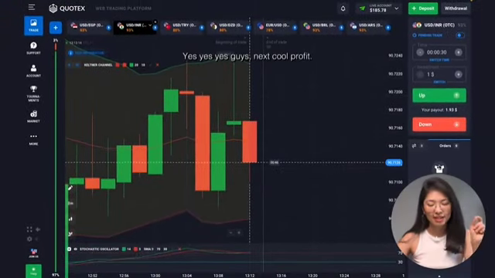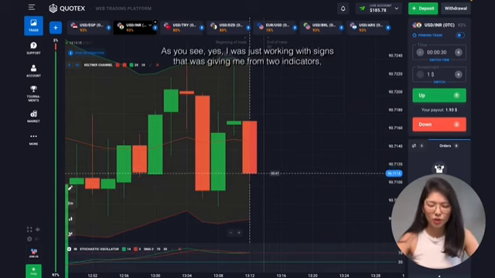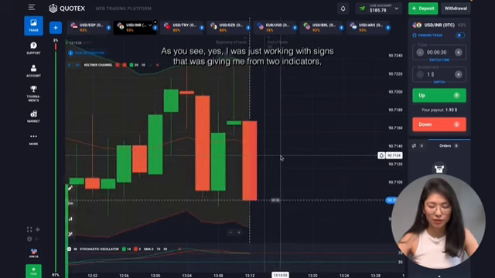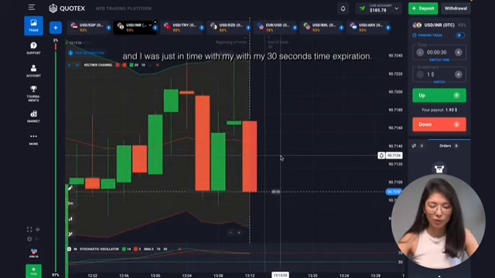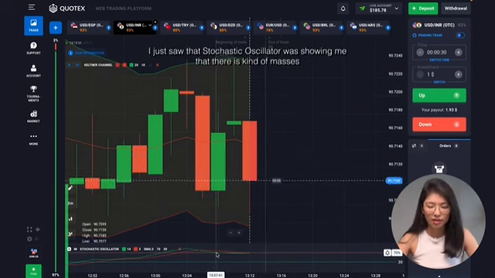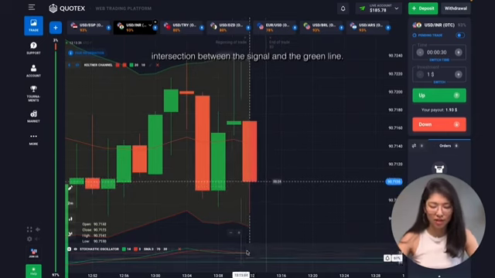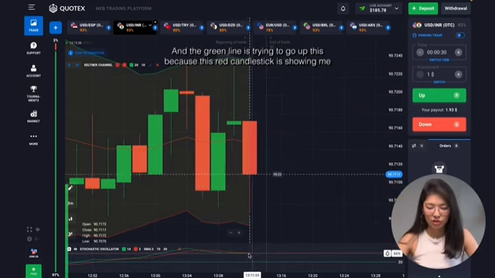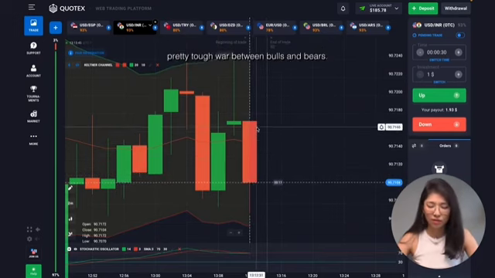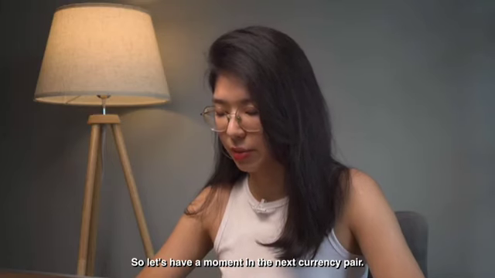And yes guys, next cool profit, and I'm having my $100 in my pocket already. As you see, I was just working with signs given by two indicators, and I was just in time with my 30 seconds expiration. I saw the Stochastic Oscillator showing a kind of massive intersection between the signal and the green line, and the green line is trying to go up. This red candlestick is showing a pretty tough war between bulls and bears. So let's have a moment in the next currency pair.